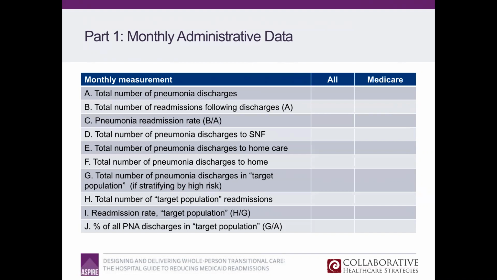And then finally, J is really important, because if you're not serving all of your pneumonia patients, then I want you to know what percentage of your pneumonia patients are in your target population. And oftentimes this is real food for thought, because let's just say you're saying we take all pneumonia patients and we run them through LACE, and anyone with a LACE score greater than whatever is in our high risk pneumonia target population. Well, is that 5% of your pneumonia patients, or is it 80% of your pneumonia patients? You don't know until you measure it.